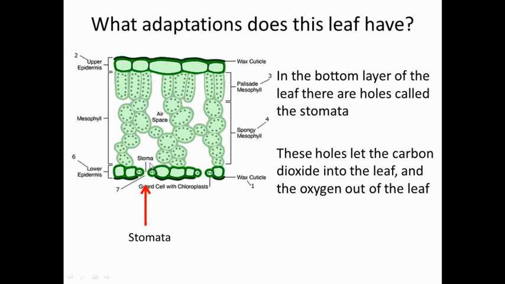And remember when we said that the fact that the leaf is thin means that there's a shorter distance for diffusion. Well, the carbon dioxide needs to get to this top layer. So the fact that there's not that far to travel across the leaf for the gas to get from the stomata at the bottom to this top layer, that's beneficial.